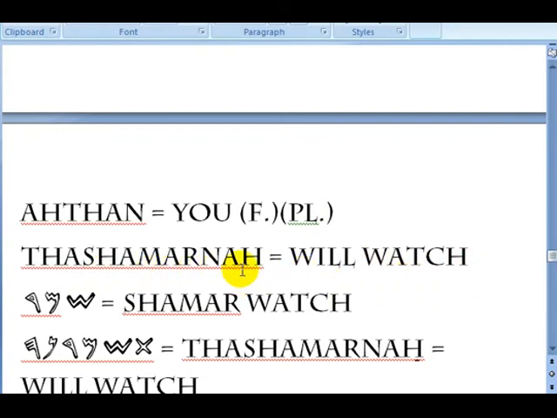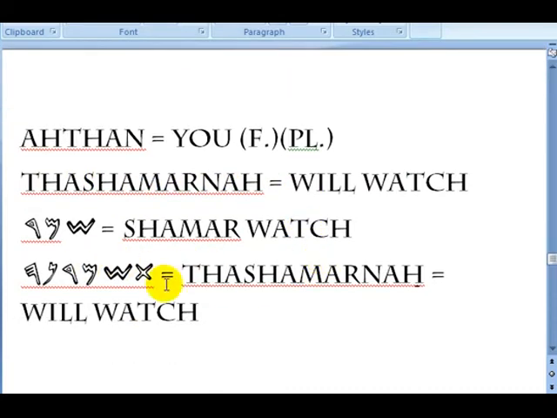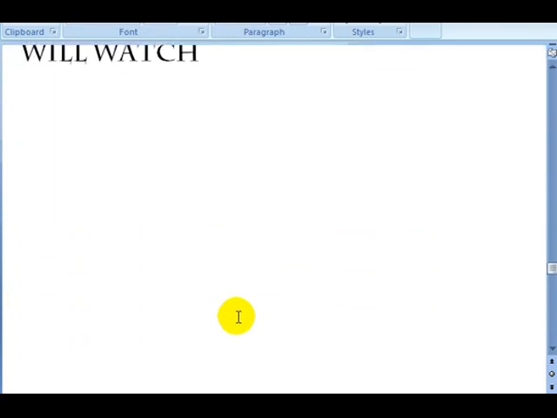Alright, and this distinguishes that it's you speaking about a female. And this is future tense. Tha, shamar, na. Shamar is watch. Tha, shamar, na is will watch.